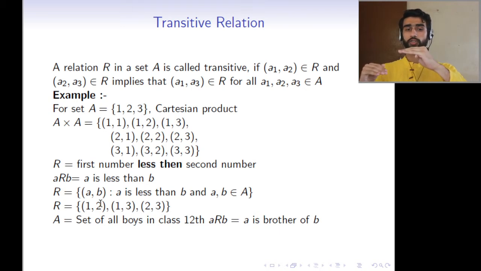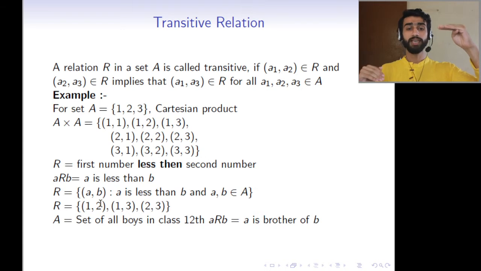So 1, 2 is here. Then you will see 2, 3 is also in the relation. So according to the law of transitivity, there must be 1, 3 in the relation.